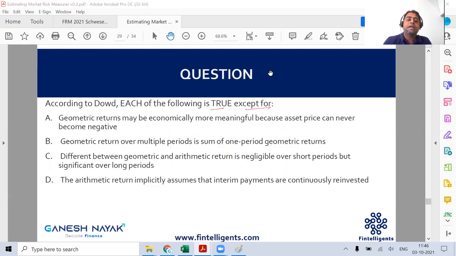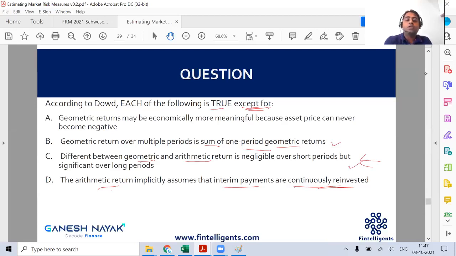Why? Because in arithmetic return, when we talked about arithmetic return, we explicitly said that the interim cash flows are not reinvested. It is only for the geometric return, and we are looking out for false because rest everything is correct. Option C, the difference between arithmetic and geometric return is very, very small when we have taken a short period of time. That was correct. Geometric return, it was there in the book also that if you want to find for multiple periods, you just have to add.